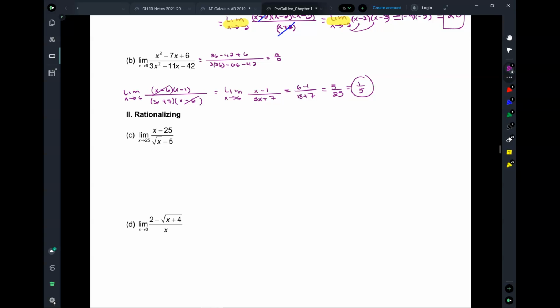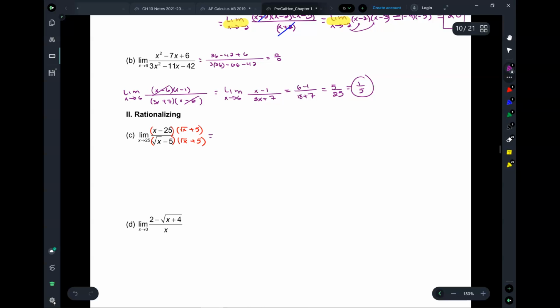There's nothing to factor. Another way you can simplify them, if you have a root in one of them, is a process called rationalizing. To rationalize this, you go to where the root is, and it doesn't matter if it's up in the numerator or down in the denominator. This is root x minus 5. Its conjugate, do you guys remember? Yes, it's root x plus 5. So you have to multiply top and bottom by root x plus 5.